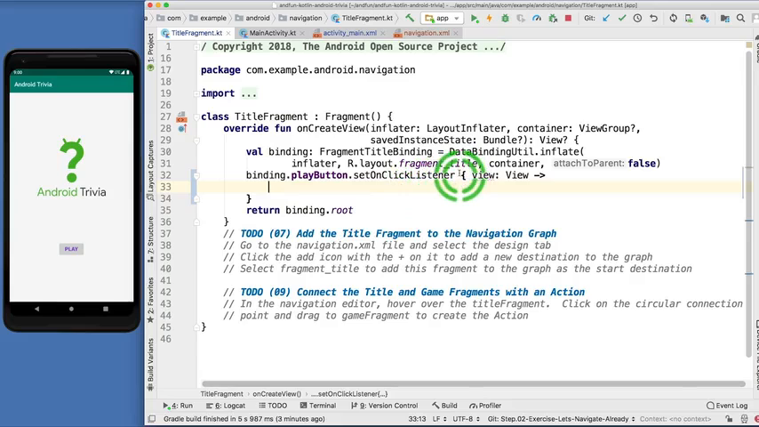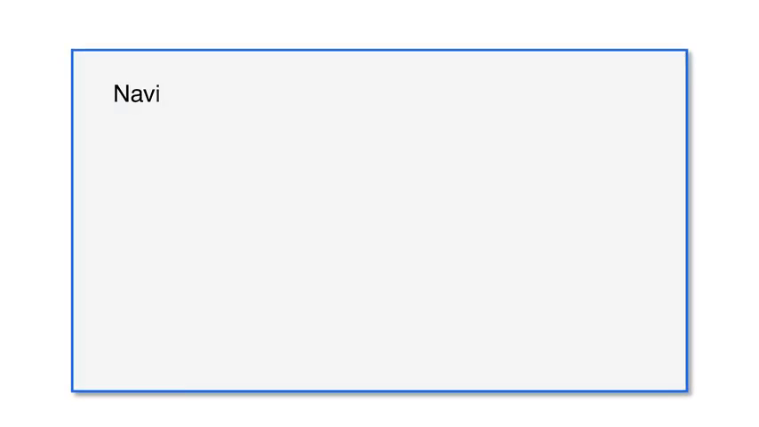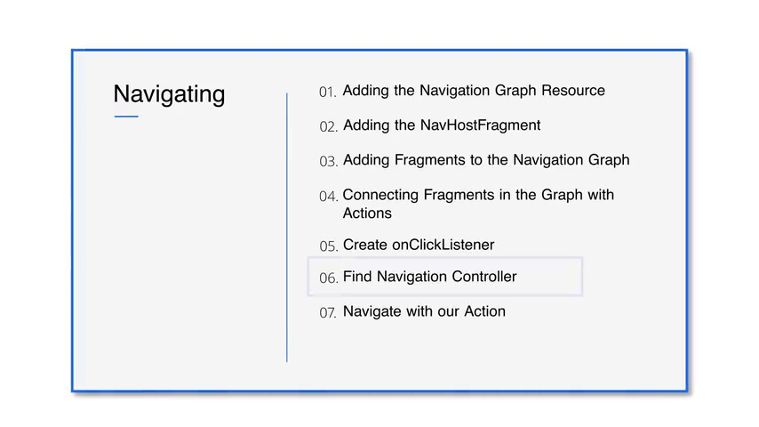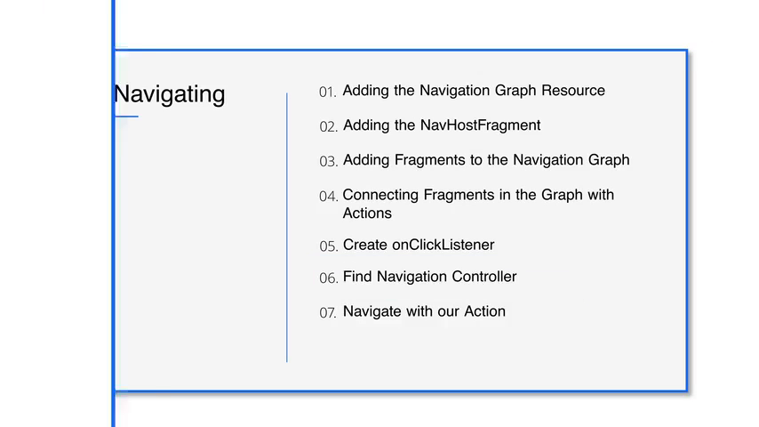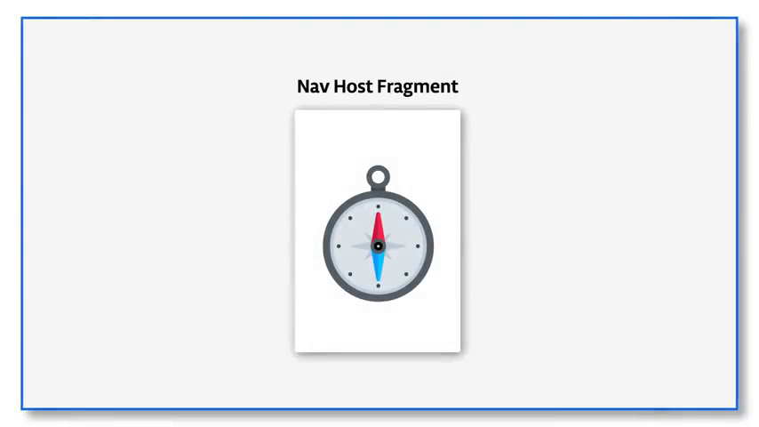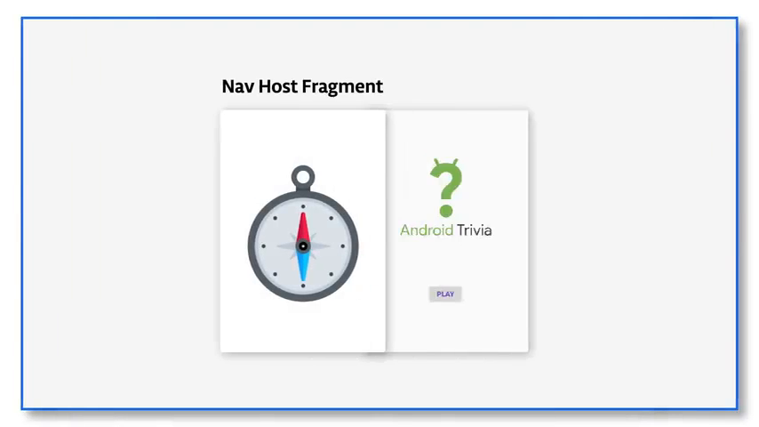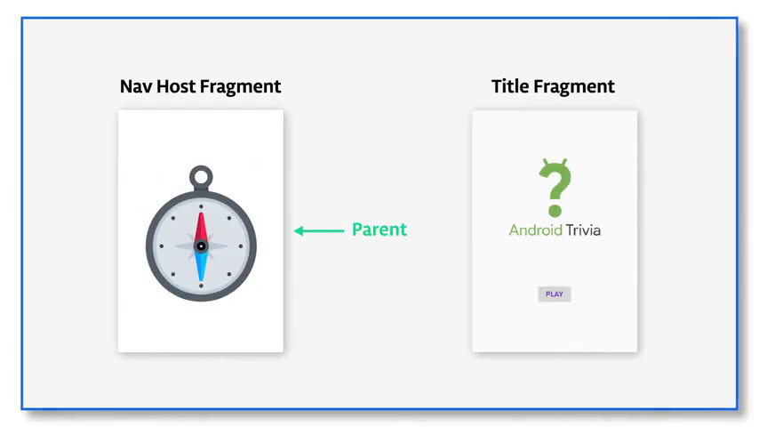Now for the fun part. We need to actually navigate between our destinations. To do that, we need to find an instance of the navigation controller, which is a class that we use to manage navigation within our navigation host fragment. The navigation host fragment is the parent in the view hierarchy of our current fragment, the title screen fragment. This means that we can traverse up this hierarchy to find the nav host fragment from any view in our fragment, including the play button that we're currently working with.